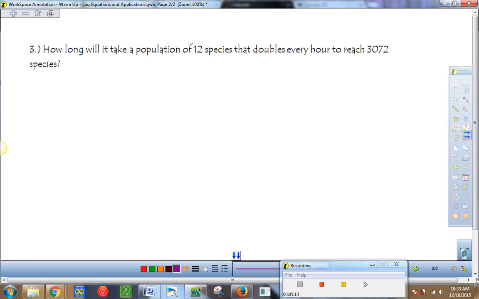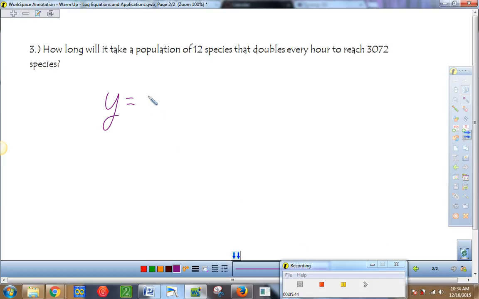How long will it take a population of 12 species that doubles every hour to reach 3,072? How do we turn that into a function? It can be a sub n, it can be f of x, it can be y equals. If you like turning it into an a sub n first, you could. What do you always start with? We've already written these. What's your starting value? What's your initial value?